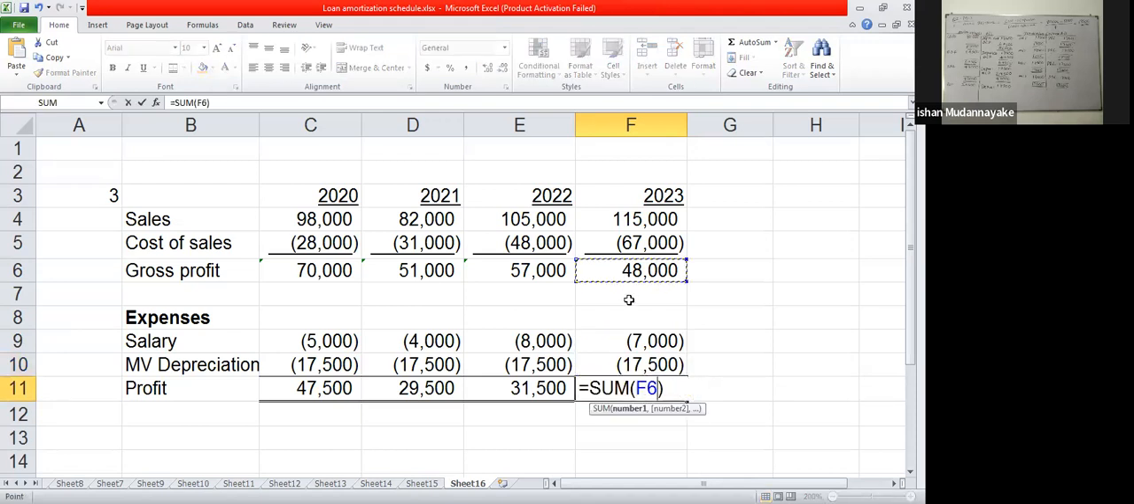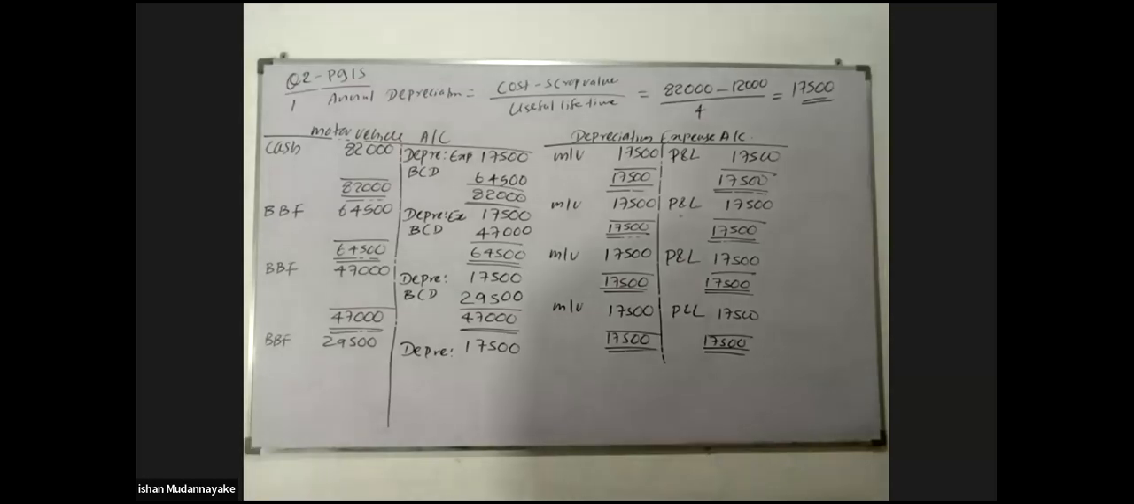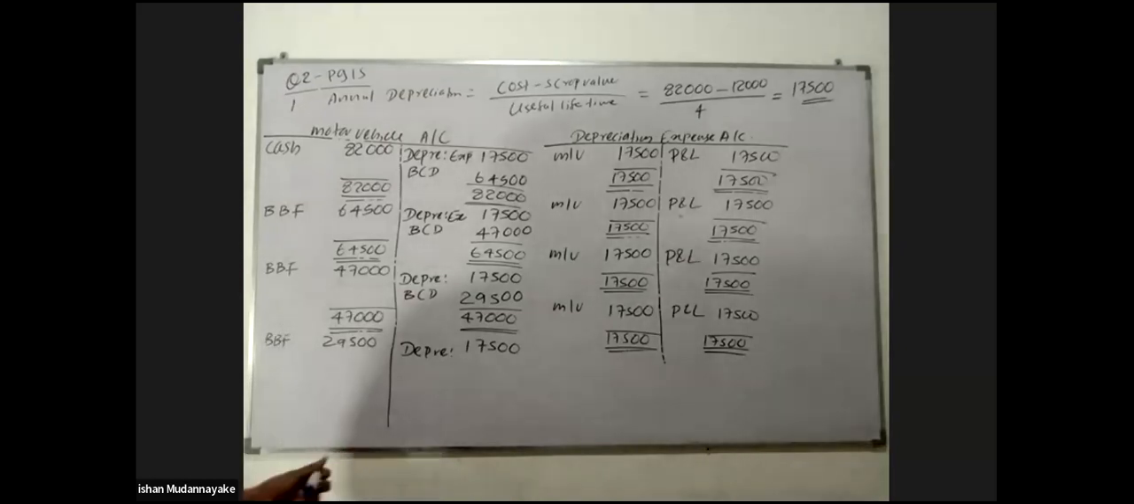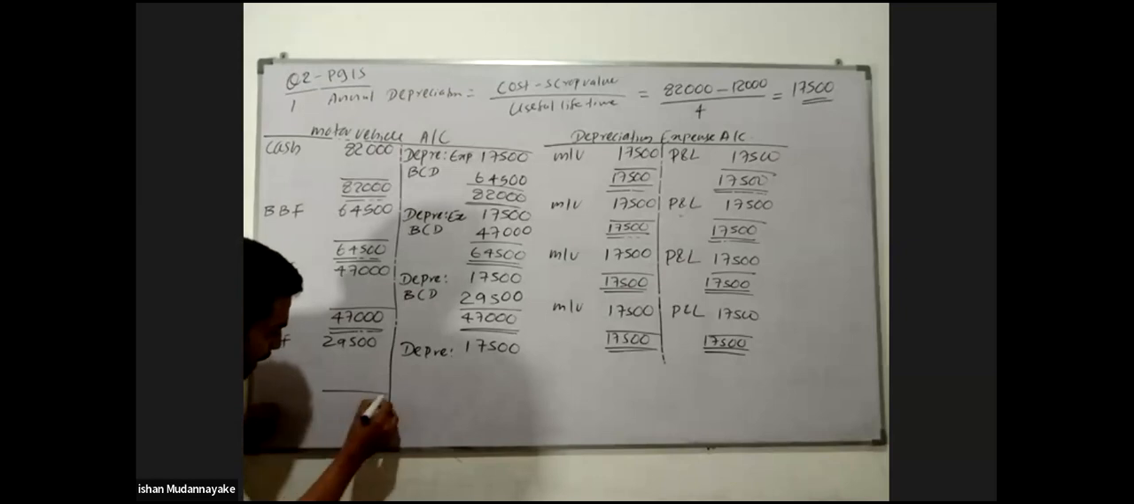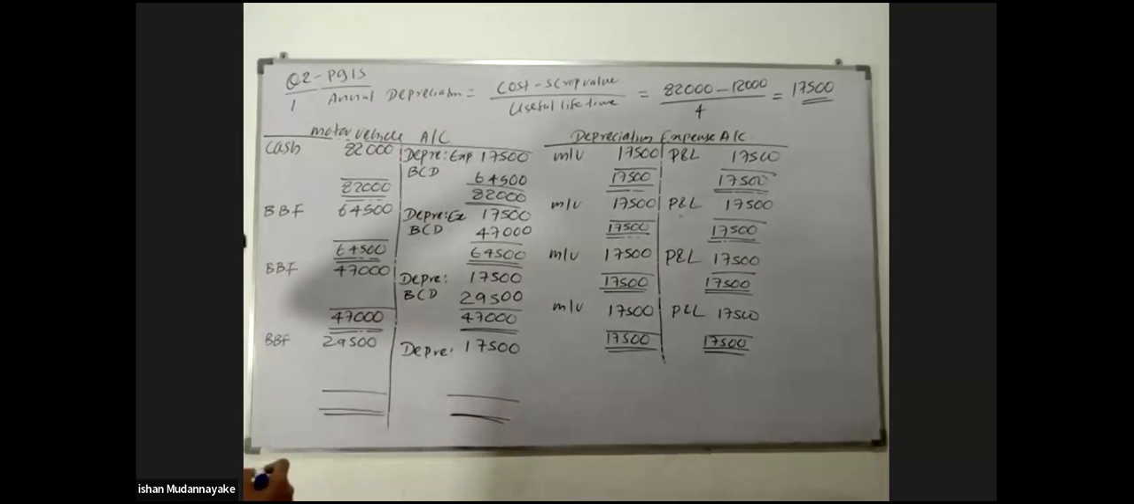Profit of the fourth year is 23,500. Okay, right. Then come to the motor vehicle account. Right, finished. The question is finished. Then here, how much is the closing balance of the motor vehicle account?